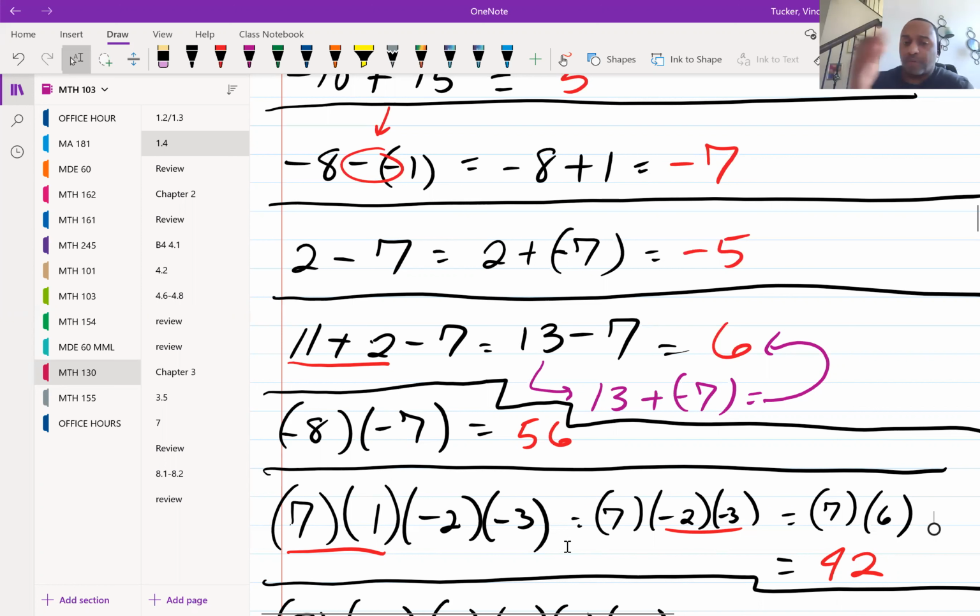If you wanted to do it just from left to right, 7 times 1 is 7. 7 times negative 2 is negative 14. And then negative 14 times negative 3 will still give you a positive 42.